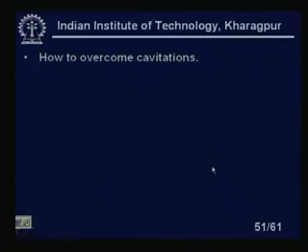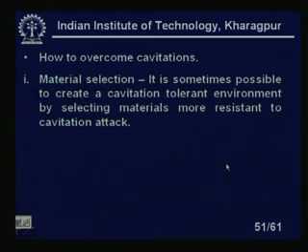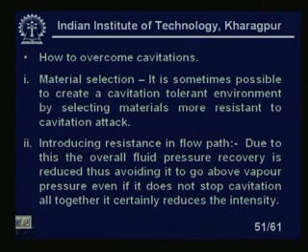So, cavitation is there, you must check how to overcome the cavitation. Material selection. It is sometimes possible to create a cavitation tolerant environment by selecting materials more resistant to the cavitation attack. We have to shape the inside of the valve so that it is more resistant to the cavitation, that is number 1. Number 2, introducing resistance in the flow path.